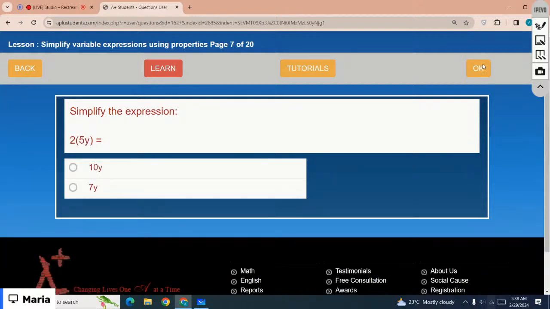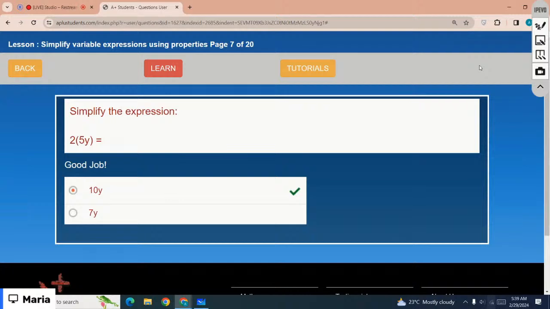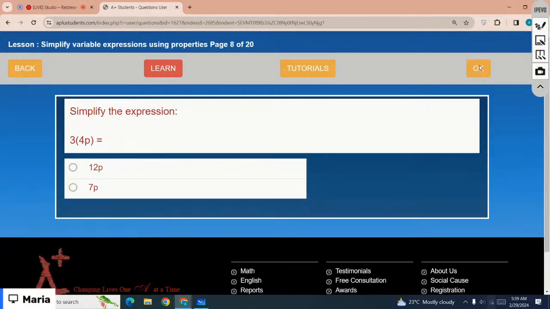Simplification: 2 times 5y. 2 times 5 is 10y, right? The correct option is 10y. Okay, you can complete the lesson by yourself later today.